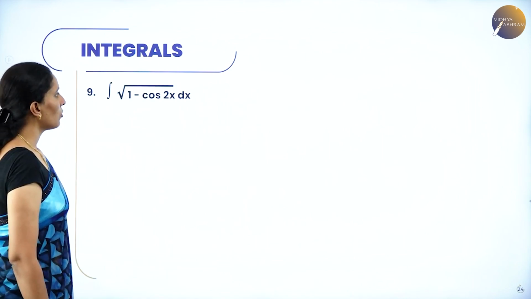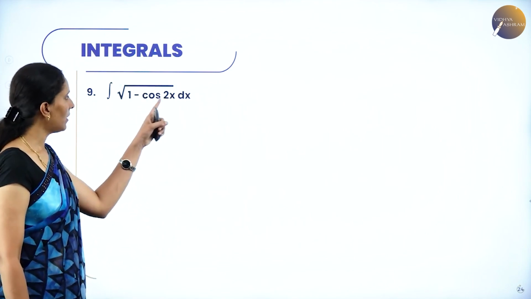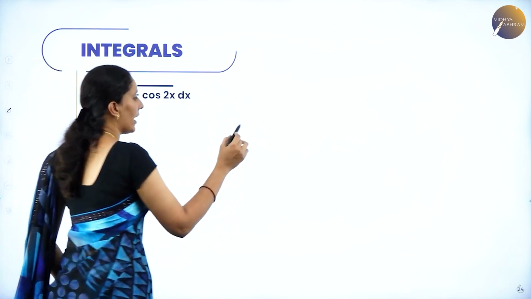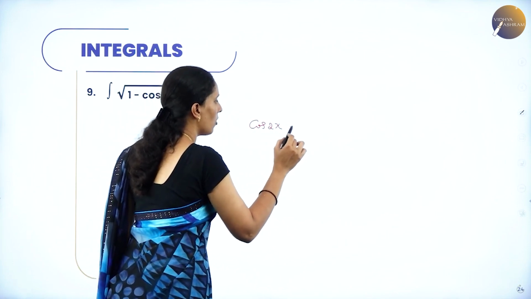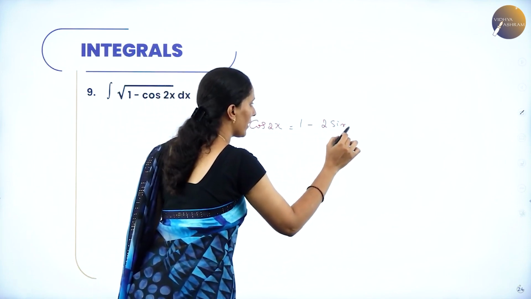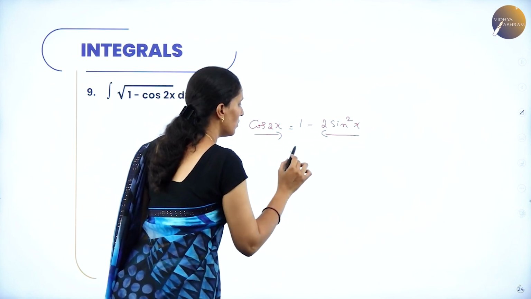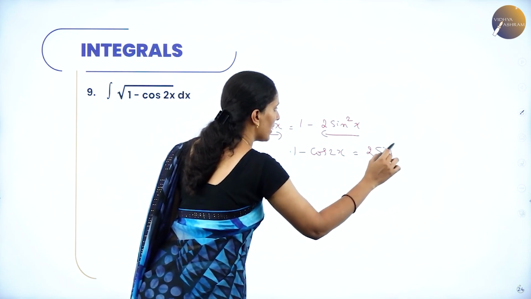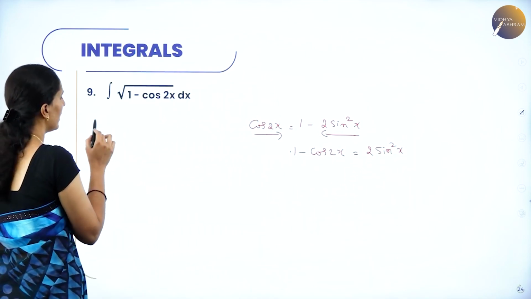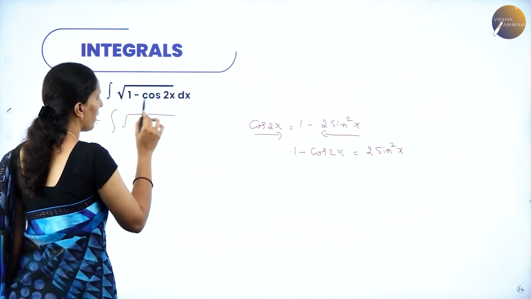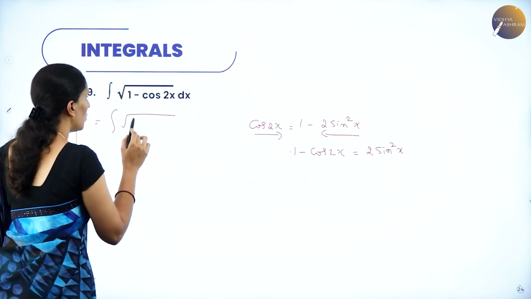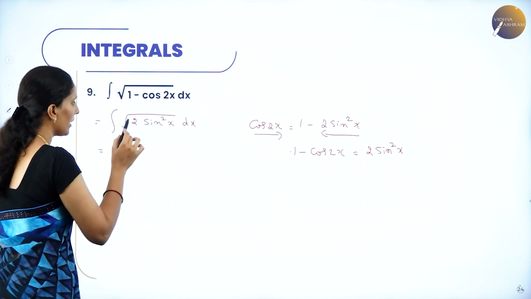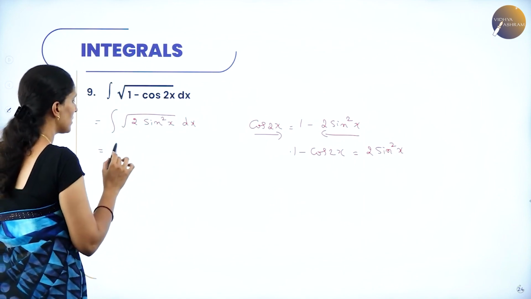Next question, the integral of the square root of 1 minus cos 2x. A simple trigonometric function is given. I can take cos 2x. So now we know that cos 2x can also be written as 1 minus 2 sin² x. So if you replace this, 1 minus cos 2x can be written as 2 sin² x here. And thus here I can write it as the integral of root of 2 sin² x dx. So here I can take root 2 outside because it is a constant.